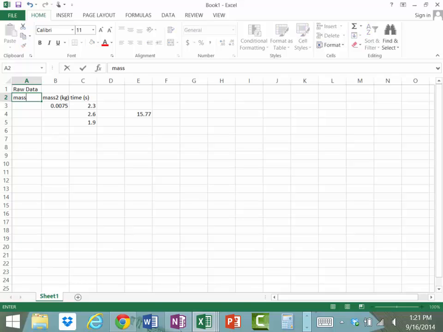So let's say that we did mass 2 in grams. So we had 15.77. And again, I'm exceedingly lazy. So instead of having to do that, I'm going to type in equals. I'm going to click on that cell. And I'm going to divide by 1,000. Boom. Okay, now, so tell me the next two masses that you had. 22.87.